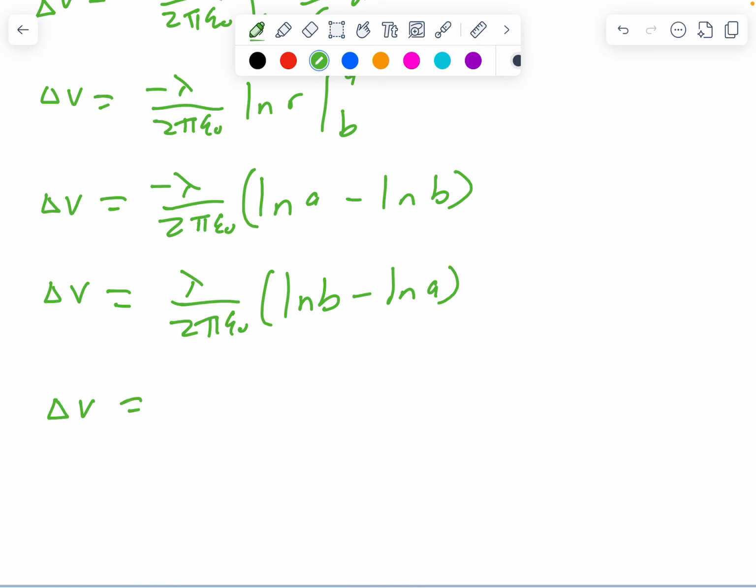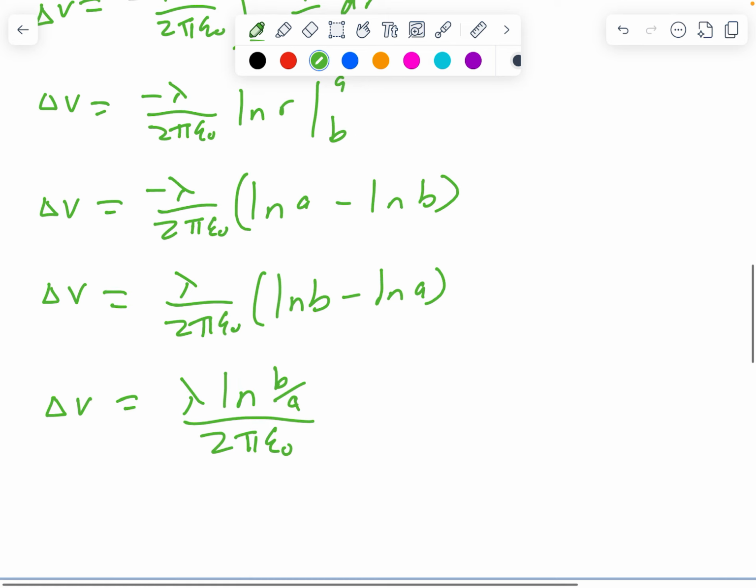And I'm going to do one last step of simplification. This is an identity. If you have ln of one value minus ln of the other value, you can write that as ln of the ratio of the two values, so ln of B over A, all over 2 pi epsilon naught. That little identity cleans up a lot of things, and it gets used a lot in electricity and magnetism, so that's a good one to know. It's kind of like knowing that tangent of theta is sine over cosine. It just comes up enough that it's really useful to remember.